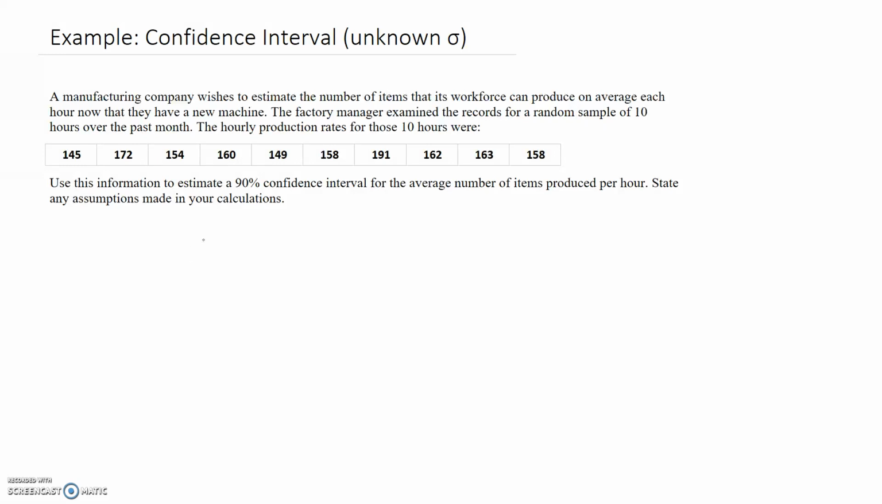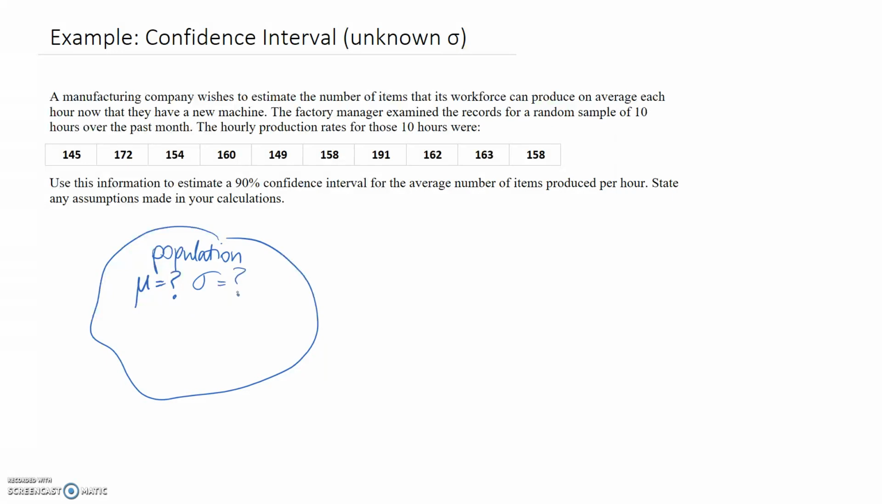Alright, so I'm going to start this off by drawing a diagram of all the information we are given. So I'm going to start with a population, and this population represents all of the hours in which items were made. So mu, we're not actually given, so this is the population mean, or the average number of items produced per hour, and this is what we're actually trying to work out with our confidence interval. So we could also have a standard deviation for that population. However, reading through this, we haven't actually been provided that information.